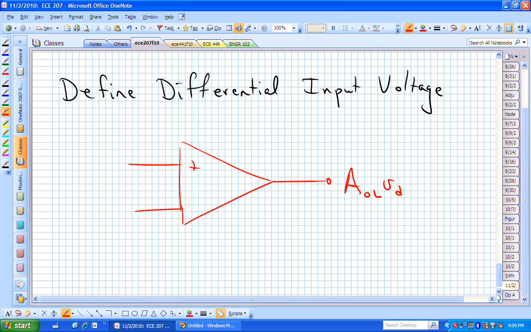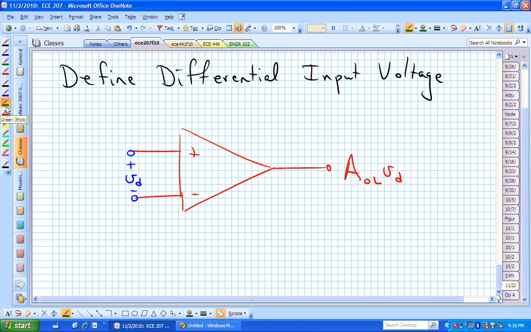Here's the non-inverting lead, there's the inverting lead. The differential voltage is the difference between those two. But typically what we do is we actually apply a voltage to the top, or to the non-inverting lead, and we apply another voltage, all referenced to the same node, to the negative or the inverting lead. Let's call this V sub plus, the voltage applied to the non-inverting terminal.